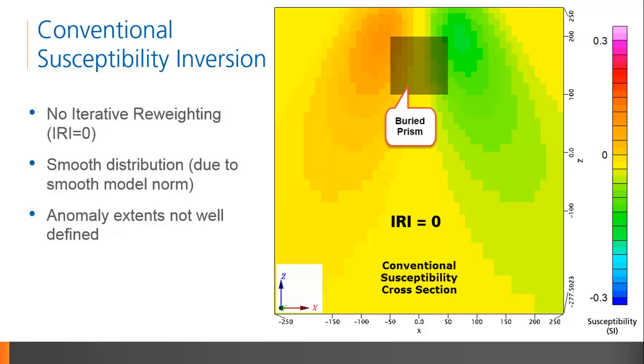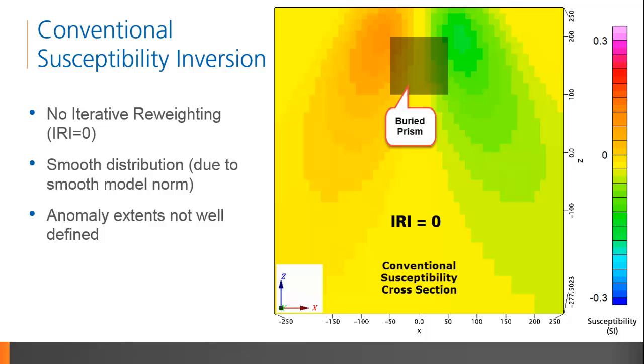We first invert the TMI response to the buried prism using unconstrained conventional susceptibility inversion. Recall that the fundamental assumption in using this inversion method is that the magnetization is in the direction of the inducing field.